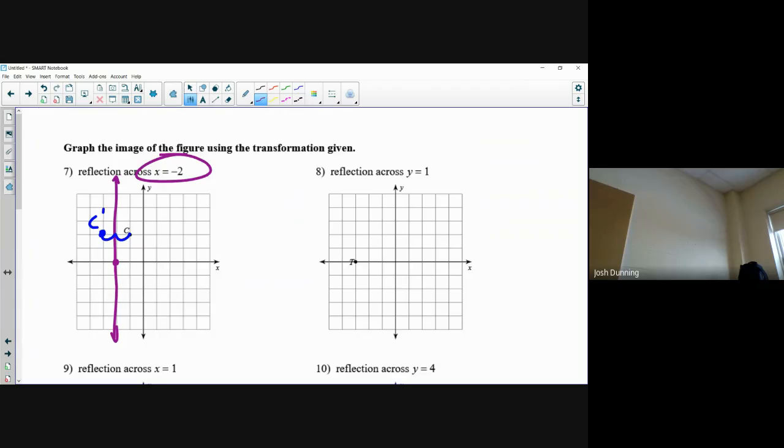So 8, reflection across y equals 1. Okay, well, there's the y-axis. There's 1. If I have to cut through that, it's got to be horizontal. So that tells you what your mirror is for doing the reflection. And here's t, so if I go up 1 to the mirror, go up another.